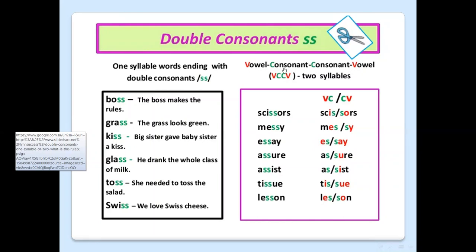Now the second situation, when do we double the consonant S? When we have vowel consonant, consonant vowel. Again, two syllables with vowel consonant in the first syllable, and consonant vowel in the second syllable. Now let's see some examples. Scissors: first syllable vowel, then consonant, and the second syllable consonant, then vowel. Let's have some examples from our book.